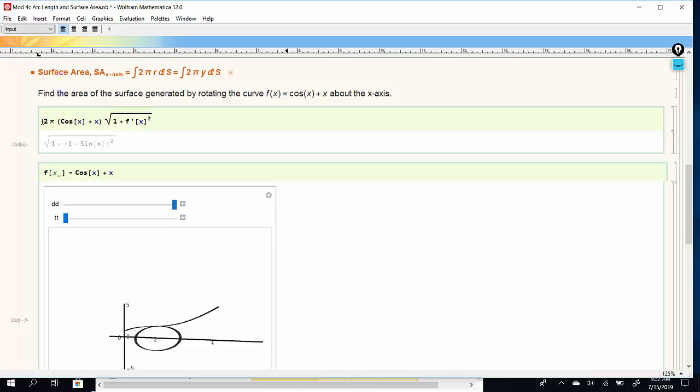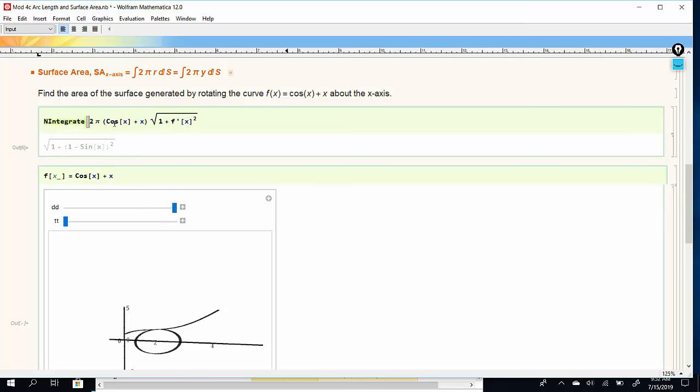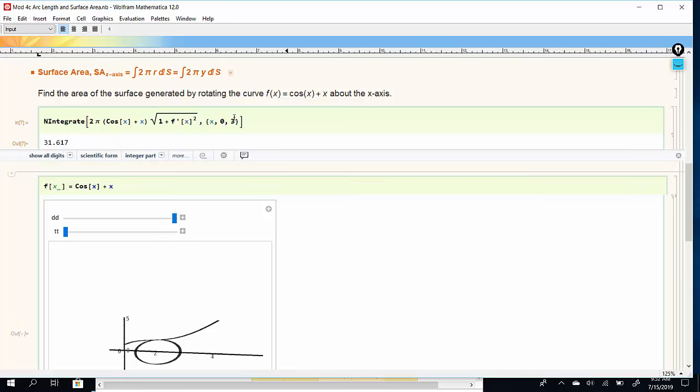So then before this, I will type in the NIntegrate command, because these tend to be complicated integrals. And I'll integrate this from x goes from 0 to 3. And when I evaluate that, I'll get my value for the surface area. Now what if we rotated about a different axis?